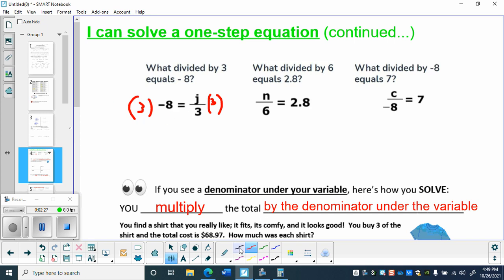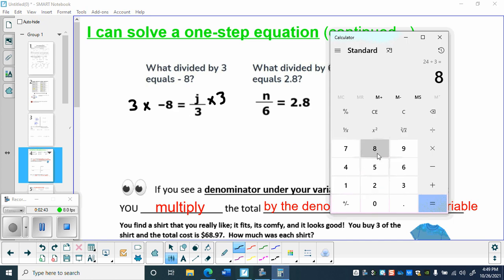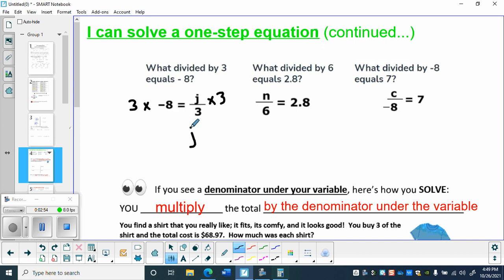If you don't like the parentheses for multiplication, this is not recommended, but you could just show a ×3 over here, which from elementary school a lot of you have, that little x. So then you could just say, okay, on this side, I'm going to do ×3. And in your calculator, you could just take the -8 and then just do times the denominator. And right there, it's going to give you that we should get a -24. So for this one here, we're going to get that j equals -24.